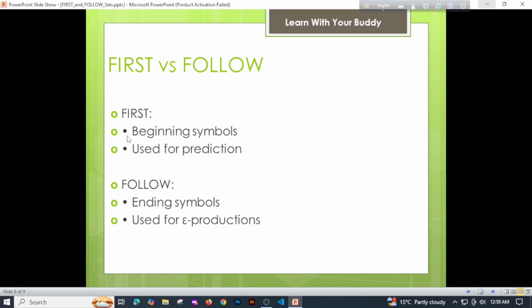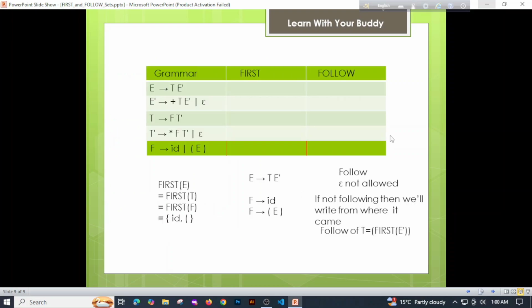Yeah, here we have first versus follow. First is the beginning symbol and follow is the ending symbol, and first is used for prediction and follow is used for epsilon productions. As I have said before, let me just say it again. In the last line, we have taken the follow of T prime, and at first T prime has a terminal, that is the star, so we have taken the star and then the follow of T prime.